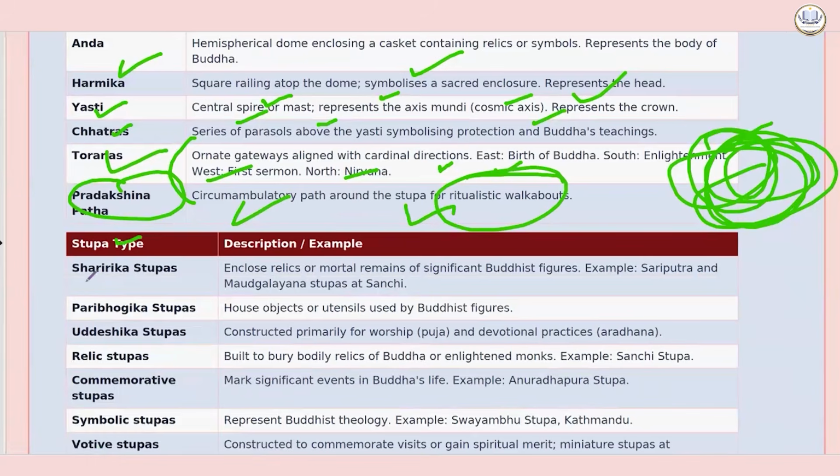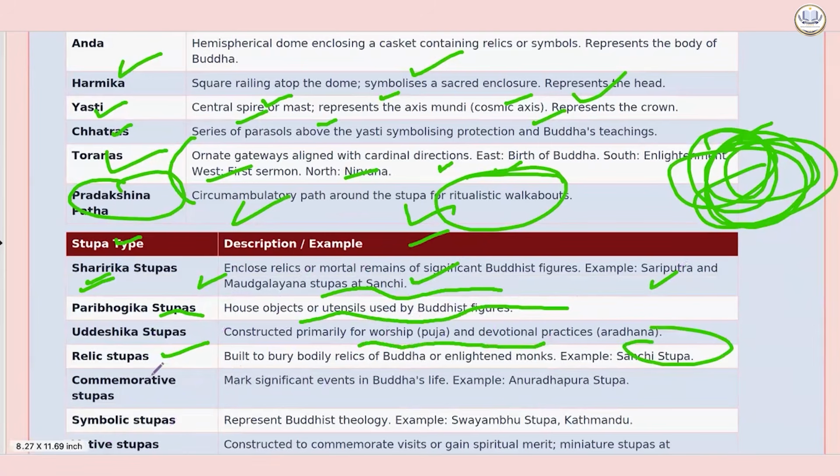Stupa types: the Sharirika stupas enclose relics or mortal remains of important Buddhist figures. Examples are the Sariputra and Maudgalyayana stupas at Sanchi. We have Paribhogika stupas, which house objects or utensils used by Buddhist figures. Uddeshika stupas are constructed primarily for worship and devotional practices. Relic stupas are built to bury bodily relics of Buddha or enlightened monks.